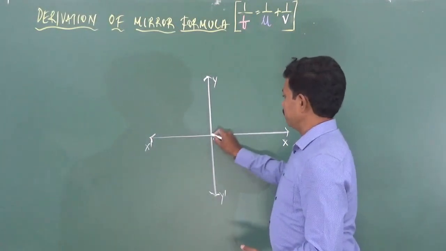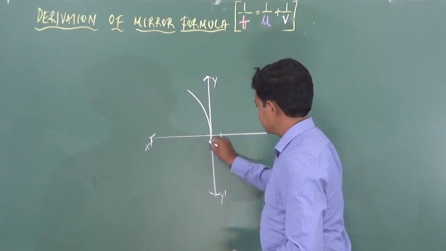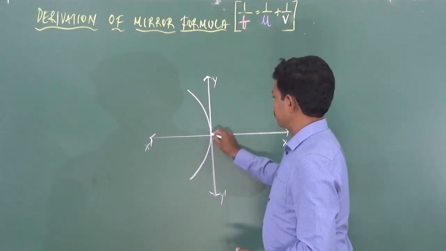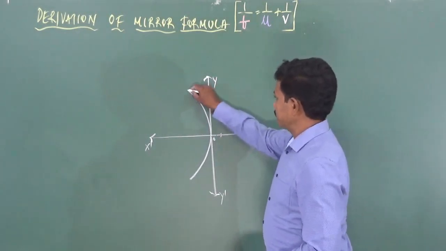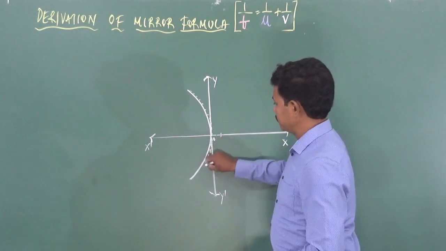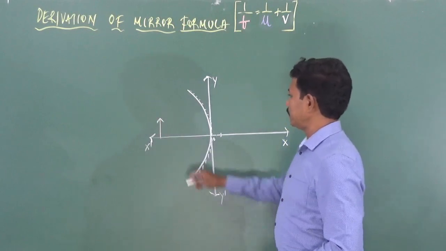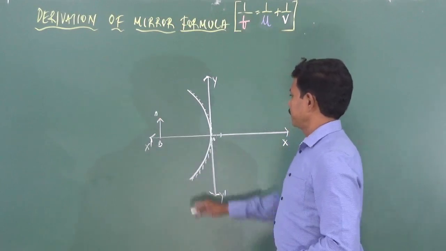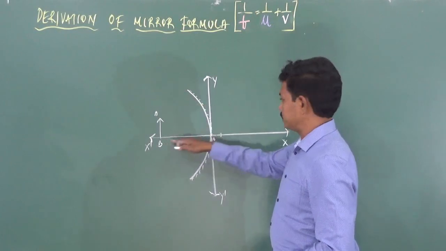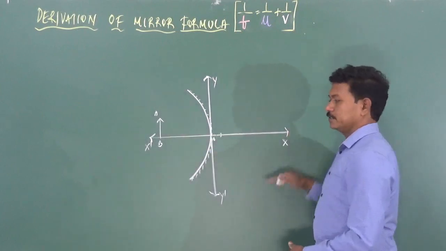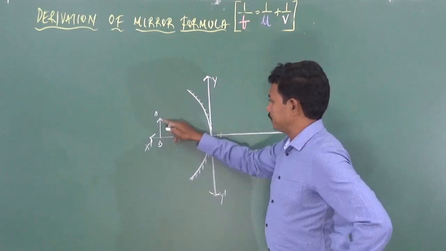At the origin of this Cartesian system, consider a concave mirror like this, and let the pole of the concave mirror be at the origin. If you keep an object here, take it as AB, then AB is the object placed above the principal axis. The x-axis entirely is going to become the principal axis, and above the principal axis we have kept the object.